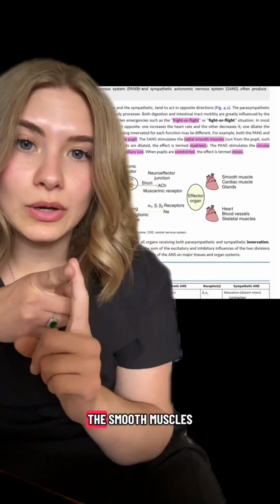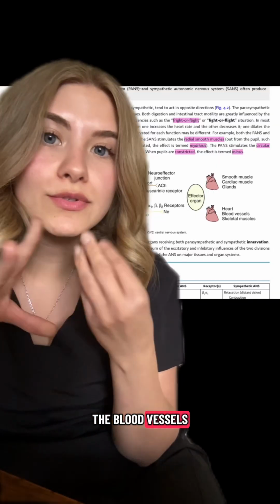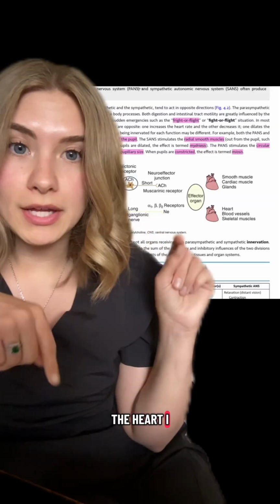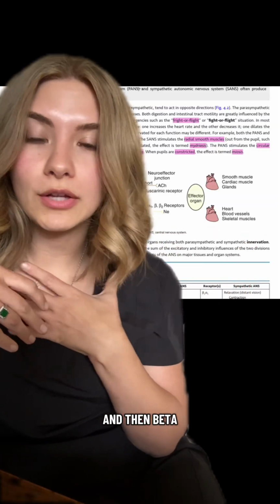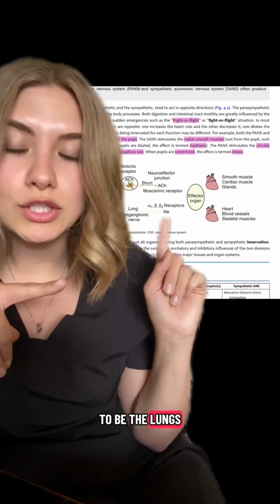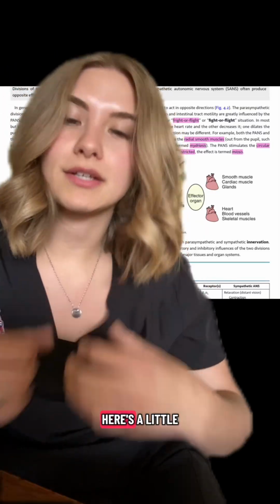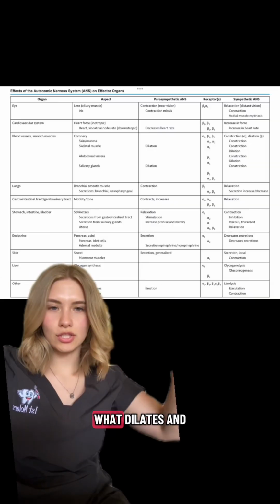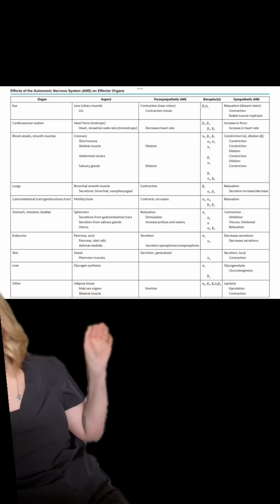Alpha 1 means the smooth muscles, the blood vessels. Beta 1 means the heart. I think of a beating heart, I only have one heart. And then beta 2 is going to be the lungs. I have 2 lungs. Here's a little chart that shows what dilates and what constricts.